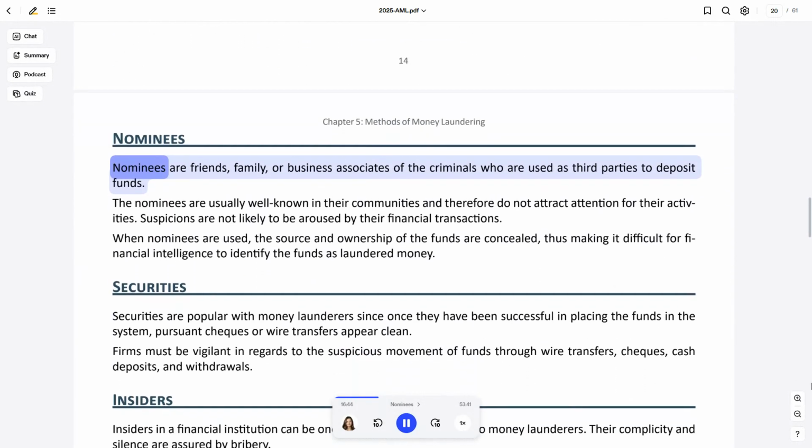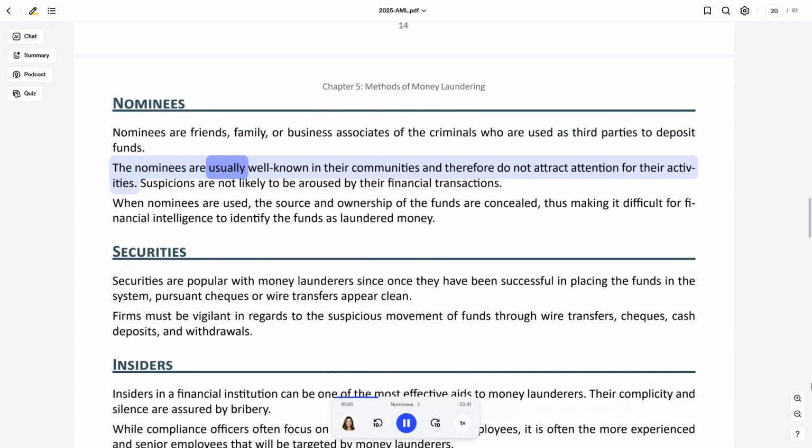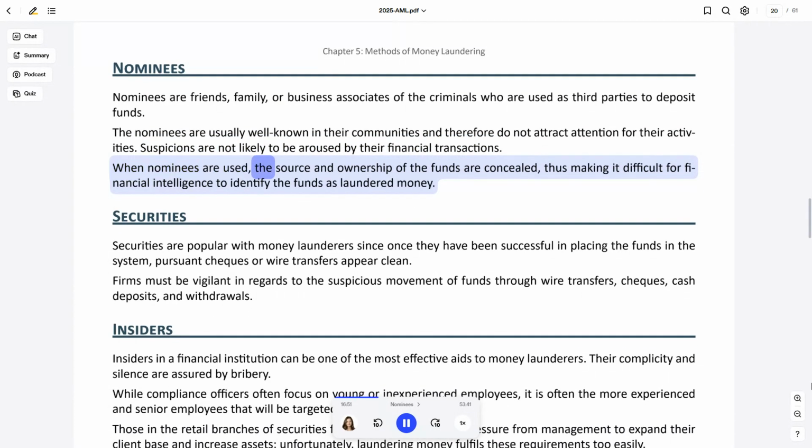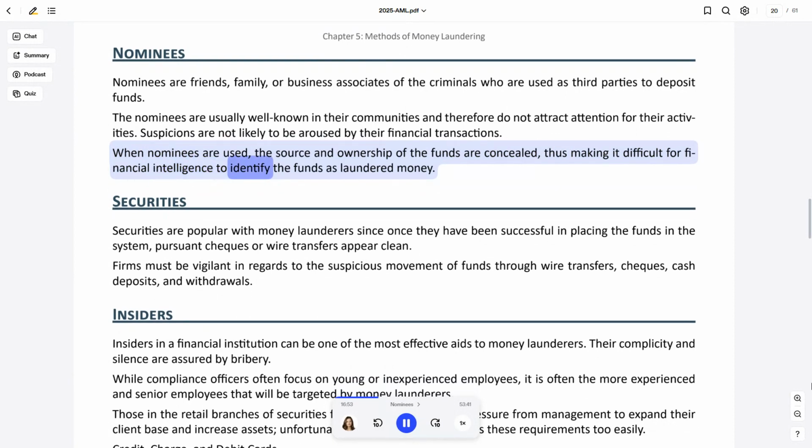Nominees. Nominees are friends, family, or business associates of the criminals who are used as third parties to deposit funds. The nominees are usually well known in their communities and therefore do not attract attention for their activities. Suspicions are not likely to be aroused by their financial transactions. When nominees are used, the source and ownership of the funds are concealed, thus making it difficult for financial intelligence to identify the funds as laundered money.